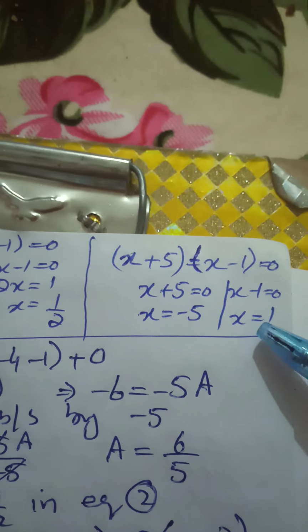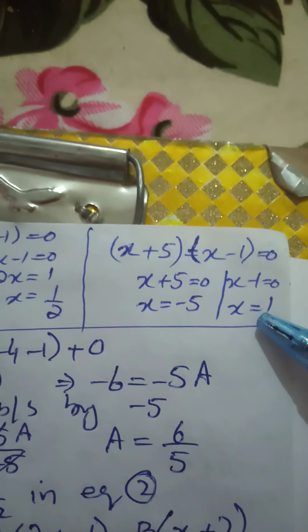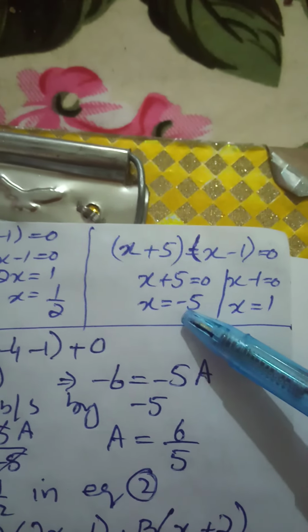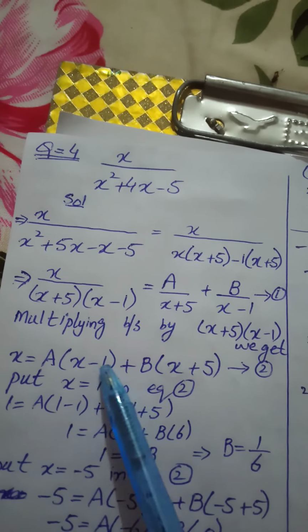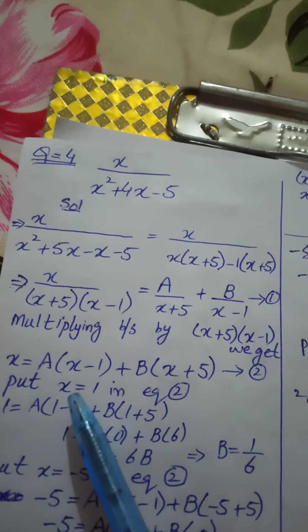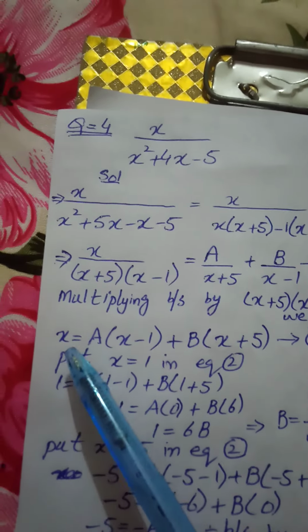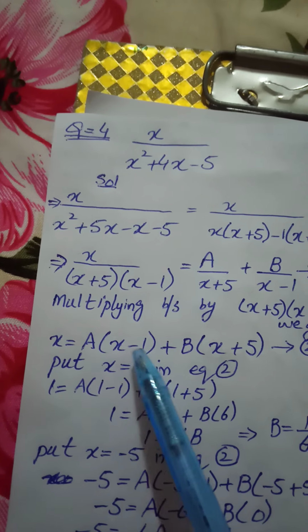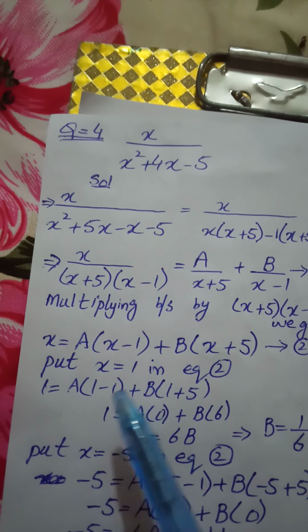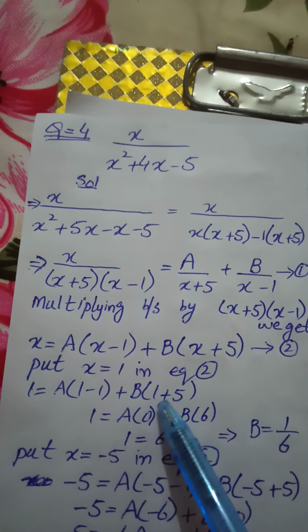Here first we will put x is equal to 1 in the equation, and then we put x is equal to minus 5 in the equation. So this is equation 2. First we put x is equal to 1 and then minus 5. So this is by putting x is equal to 1. This is A into 1 minus 1, so it will become like this. Similarly, B into 1 plus 5.